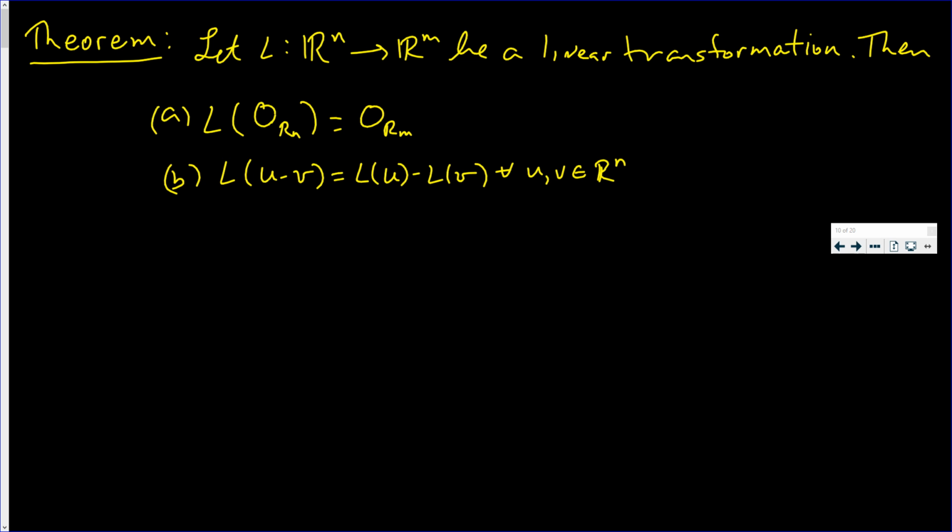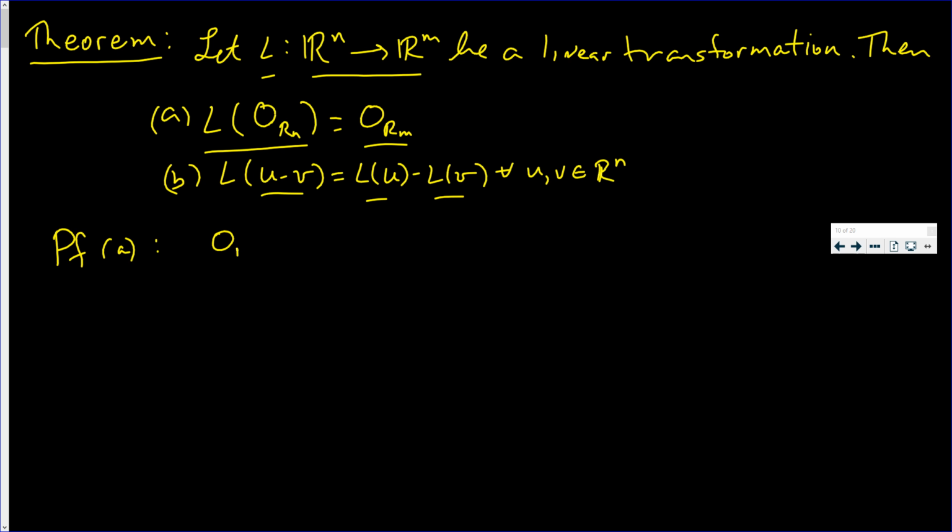In this video, we have a linear transformation L from Rn into Rm. Then, it always turns out that L of the 0 vector equals the 0 vector, and L of u minus v is L of u minus L of v. Let us go ahead and prove this. The proof of A.